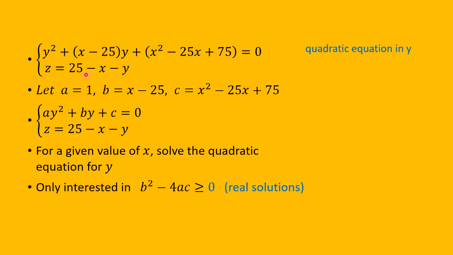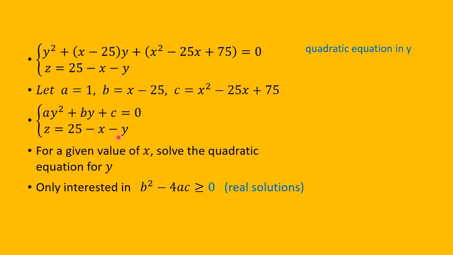So we have this system of equations. The first equation we can think of as a quadratic equation in y. We have 1 times y squared plus this stuff times y plus this stuff equals 0. And we can think of this as ay squared plus by plus c equals 0, where a is 1, b is x minus 25, and c is x squared minus 25x plus 75. So then we have the system ay squared plus by plus c equals 0, and z is going to be 25 minus x minus y.